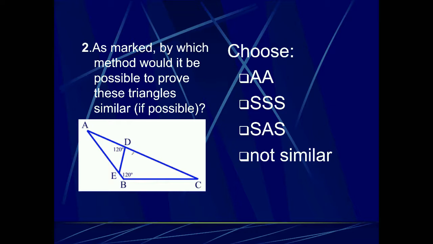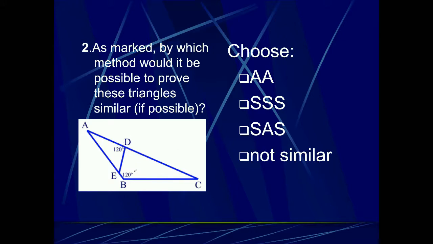Moving on, as marked, by which method would it be possible to prove these triangles similar, if it even is possible? Now notice what triangles they're talking about. It's this larger triangle, triangle ABC, and then this smaller triangle on the left here, ADE. Don't get confused, this part over here is not a triangle, it is a quadrilateral. So we are given an angle measurement here. So this angle is congruent to this angle, so it's probably not going to be side-side-side, especially since no sides are given. And since no sides are given, it's probably not going to be side-angle-side.